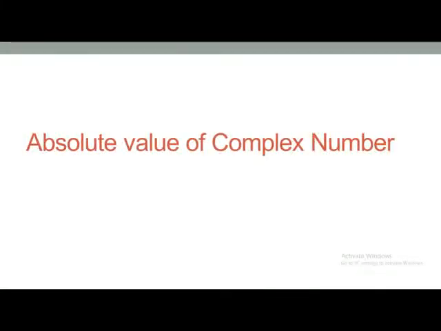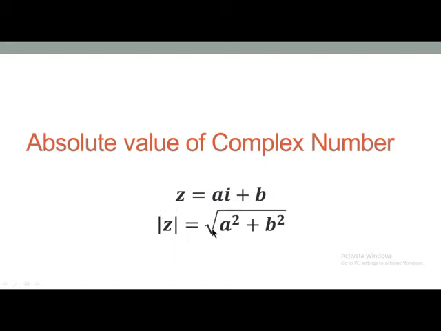And then there is the absolute value of complex numbers. For example, if a complex number z equal to ai plus b, the absolute value of z, denoted like this, is equal to square root of a squared plus b squared. Or, on the other hand, the absolute value of a complex number is the square root of the total of the squares of the components, either the real component or the imaginary component.